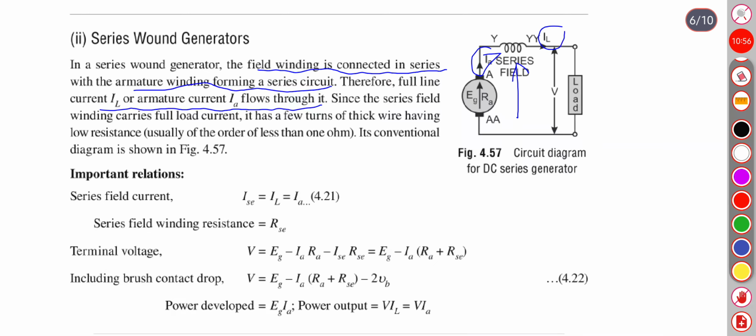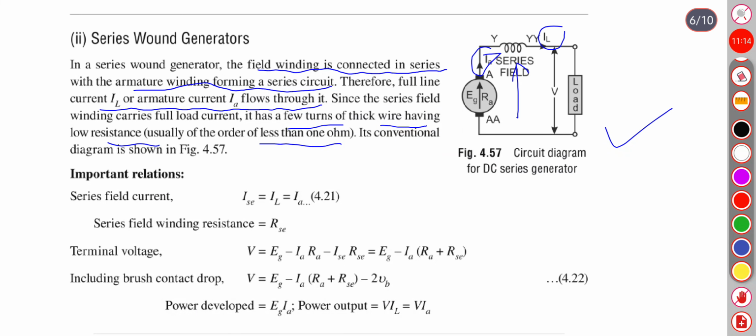Since the series field winding carries full load current, it has a few turns of thick wire having low resistance, usually of the order of less than 1 ohm. Its conventional diagram is shown in this figure.